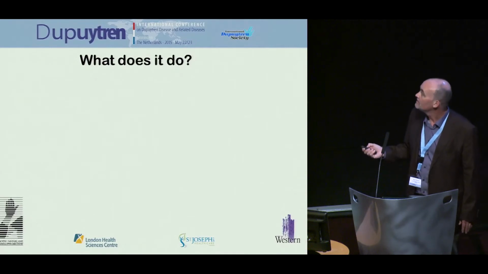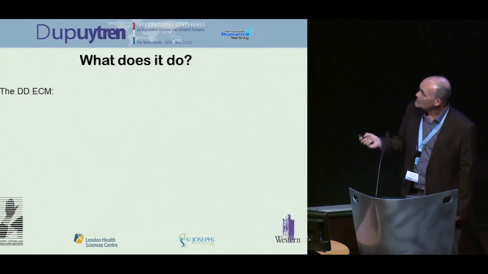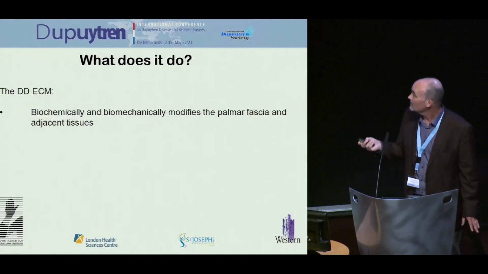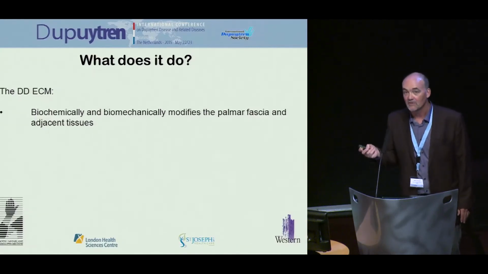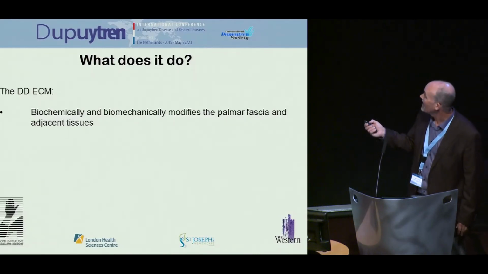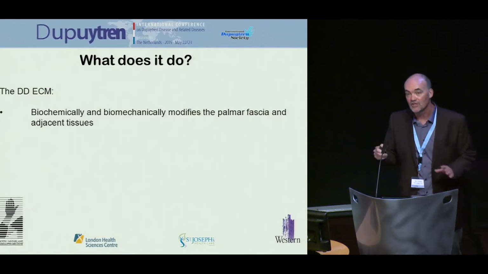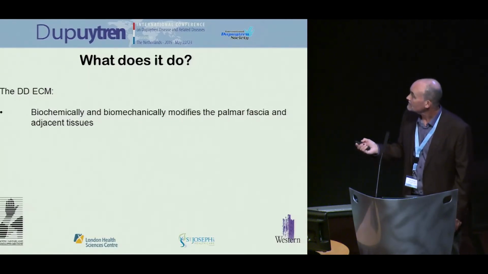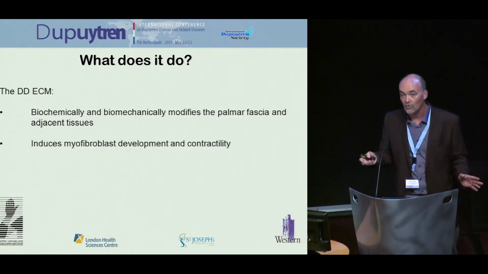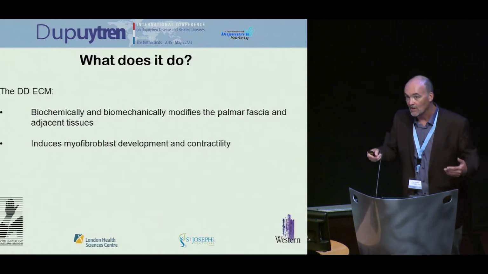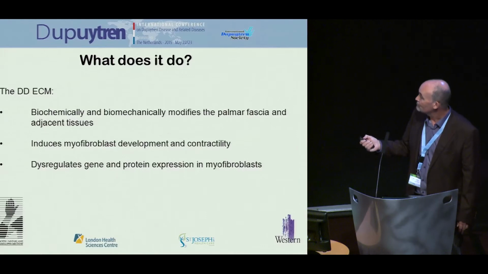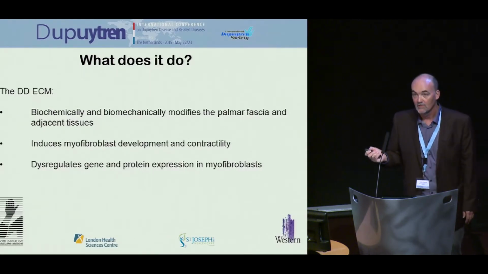So what does it do? Well, the Dupuytren's disease matrix, biochemically, through growth factors and all of those other things, and biomechanically, and we're going to speak a little bit more about stress and stress-related effects in a moment, modifies the palmar fascia and the adjacent tissues. It induces myofibroblast development and contractility, as I mentioned before, due to this variety of factors that feed back on the cells. And of course, the matrix, again, is being made by these cells. And it dysregulates the gene and protein expression of these cells.